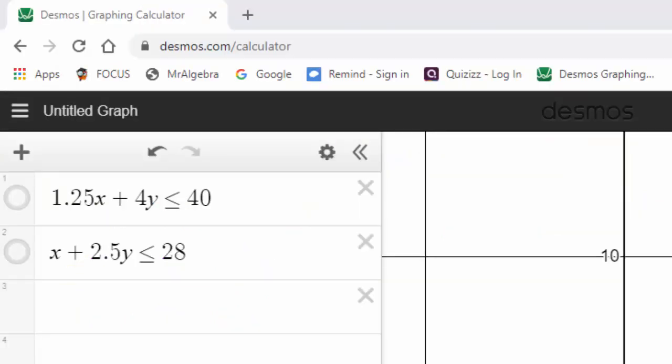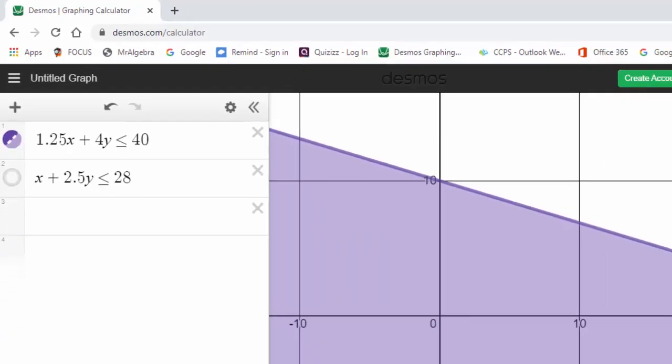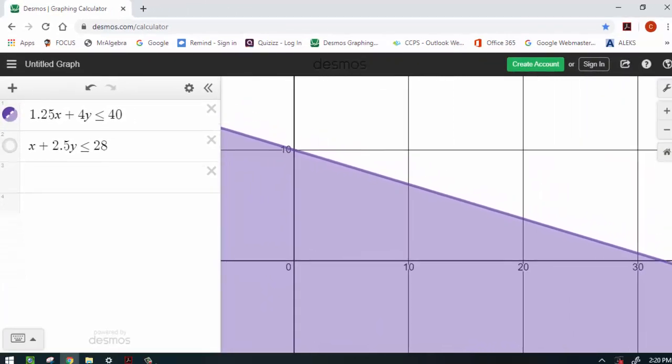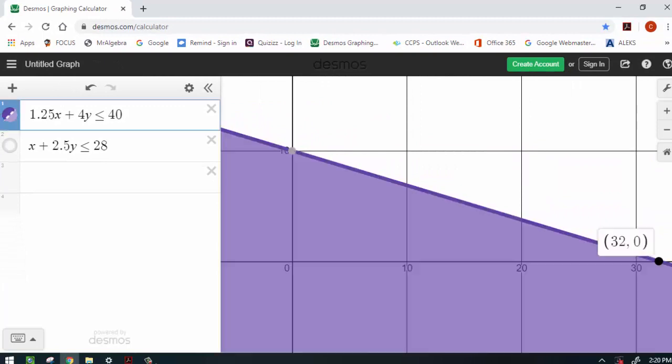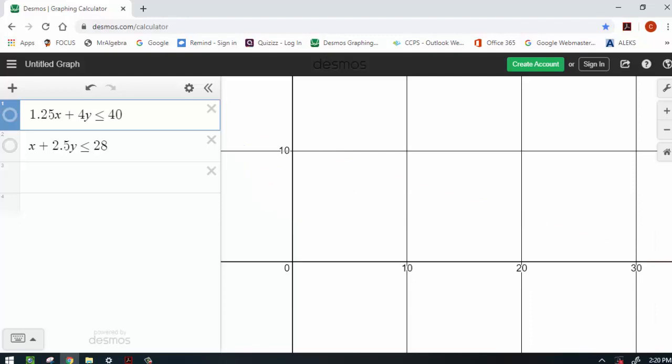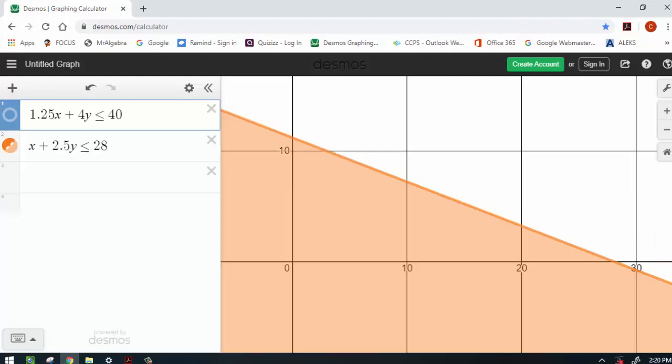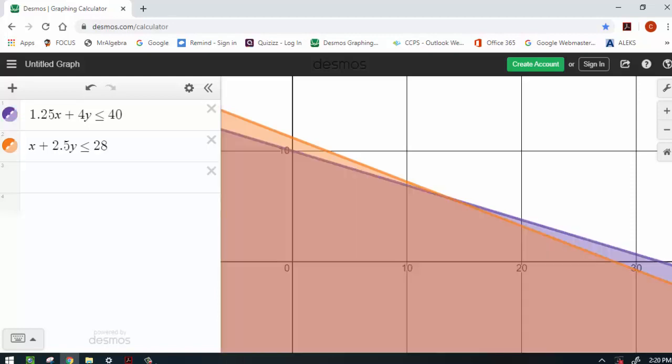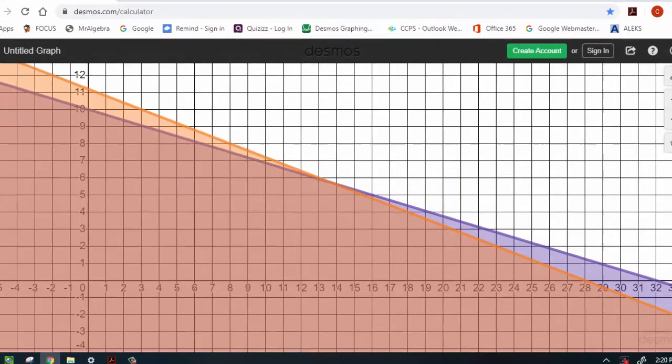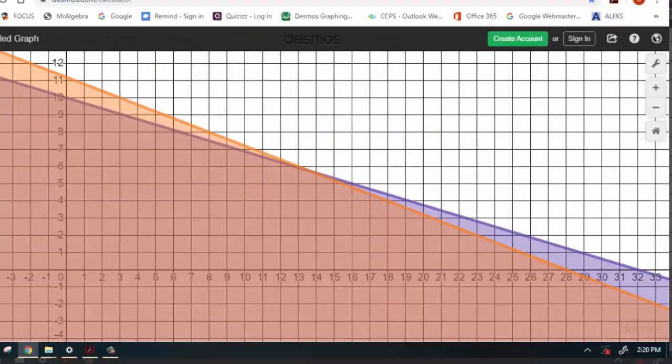Okay, so here in Desmos, I have the two inequalities. And if I turn the first one on, you can see that's what the first one looks like. I had to zoom out a little bit because my intercepts are way out here, 32 and 10. And the second one, which is the number of hours, looks like this. And when I turn them both on together, we get a picture that looks like that. Let me maximize this. Now the solution, or a viable solution they're looking for, is anything that falls within this region right here.